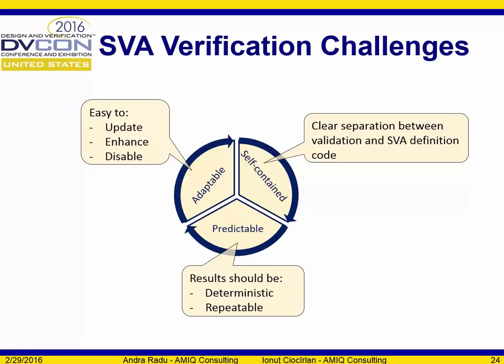So let's say in an ideal world, the verification environment for the assertion should be, in the first place, adaptable, meaning that it should be easy to update it, enhance it, or disable it, in case the assertion changes, and that could happen following a late stage specification change. It should be self-contained, meaning it should not interfere with the design logic, it should be separate, so it never affects the design. And it should be predictable, meaning that using the same set of inputs, we should get the same set of expected results. So this is the ideal approach.